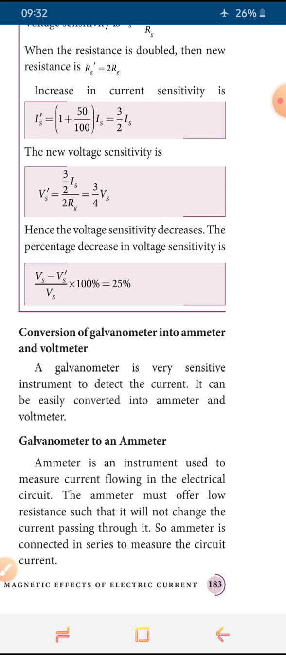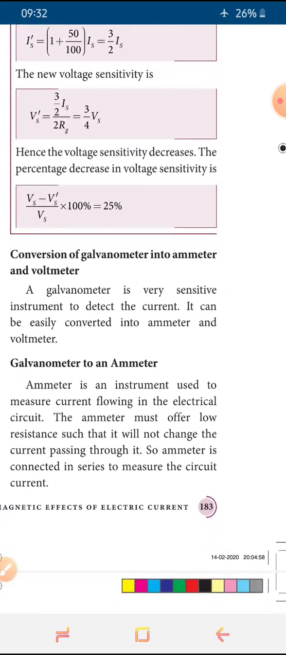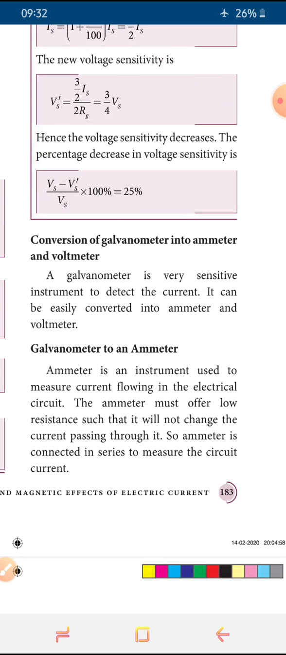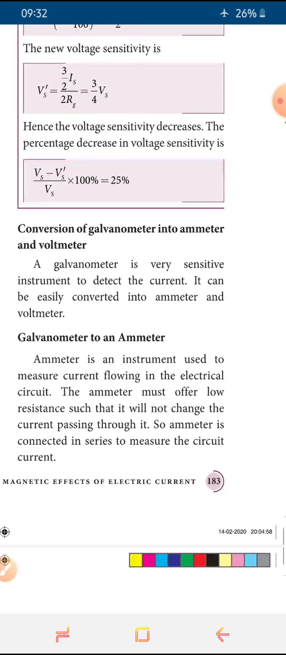A galvanometer is very sensitive to measure the current. With the help of two ideas, we can convert a galvanometer into an ammeter and also a galvanometer into a voltmeter. How to convert, that we'll discuss in this topic. First we'll discuss galvanometer converted into ammeter. An ammeter is a device used to measure the current flowing in the circuit. To convert that, we follow a method.